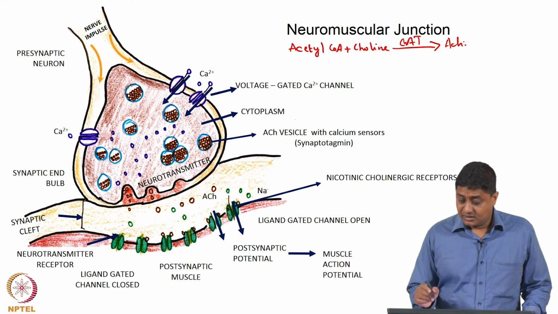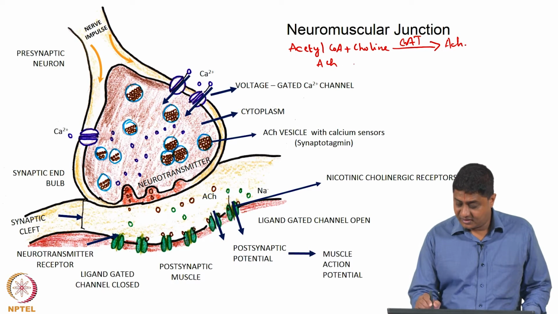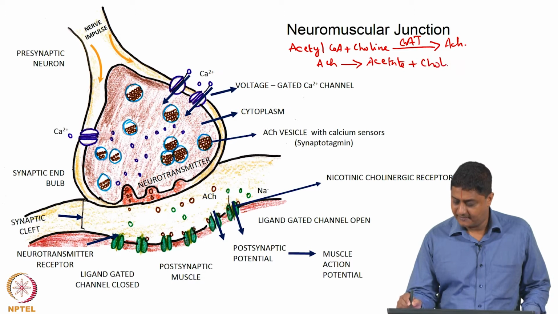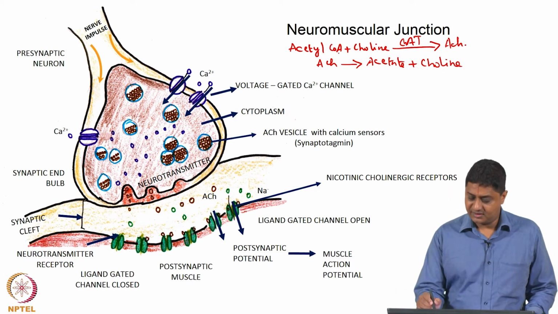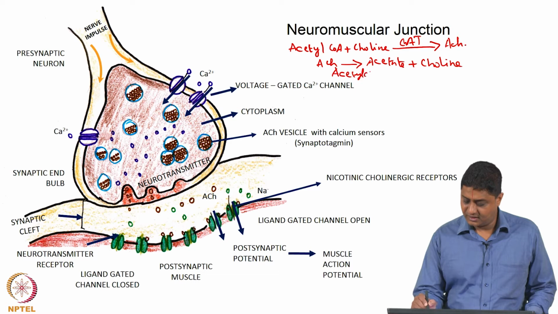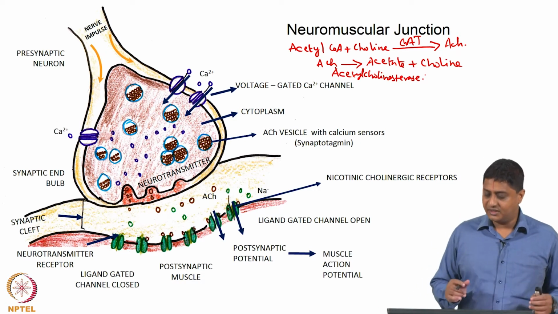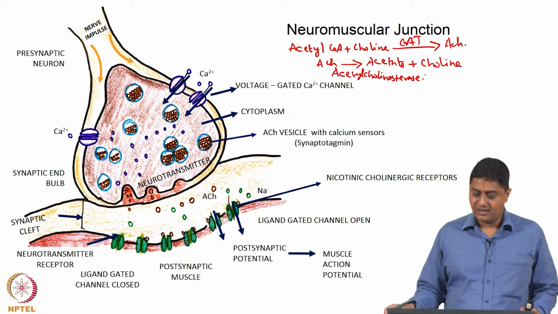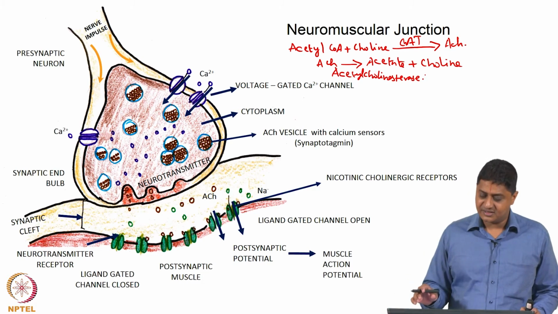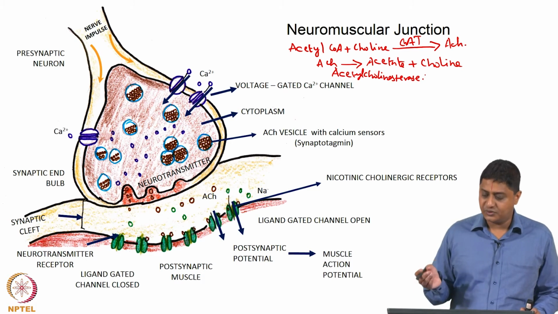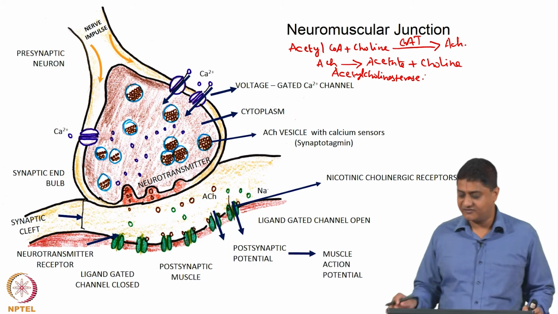And now acetylcholine itself is broken down into acetate plus choline by what are called esterases. In this particular case, that is acetylcholinesterase. So, acetylcholinesterase breaks acetylcholine into acetate and choline, and choline acetyltransferase brings acetyl coenzyme A and choline together to make acetylcholine. So, this is the life cycle of acetylcholine.